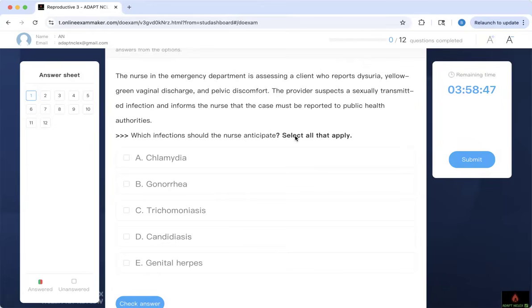Select all that apply. Tell yourself, I'm not going to pick everything. What are they asking me? Infections, underlying infections. About what? The nurse in the emergency department is assessing me because of what? Dysuria, yellow vaginal discharge, and discomfort. Infection. This is an STI, sexually transmitted. The provider said this has to be reported. What do you think is the most important? Reporting. That is the key.